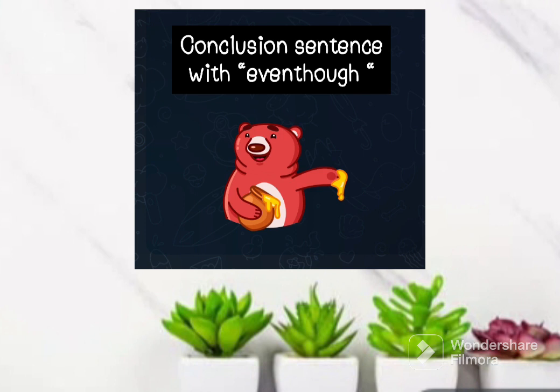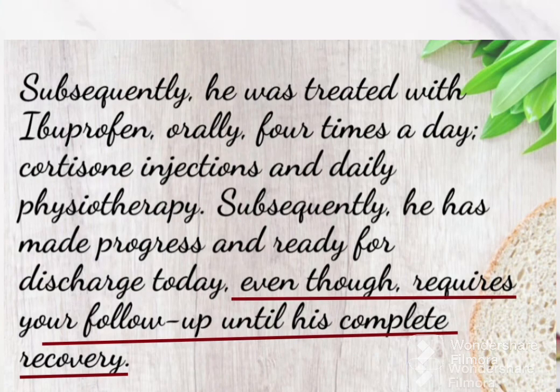So for even though, I am giving this example. That means there is no need for any active management. You can just give the continuing assistance for her to adjust to this current situation. Beyond that limit, she will not stay with you, or beyond that limit, we don't want your service for her. So this is the meaning. We will see one more example. Subsequently, he has made progress and is ready for discharge today, even though he requires your follow-up until his complete recovery. So it is pretty clear that he made good progress, but it's not complete recovery. So until that complete recovery, he needs some assistance from you. It's not active management.